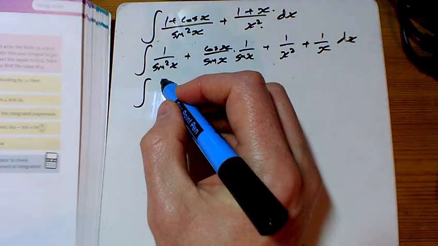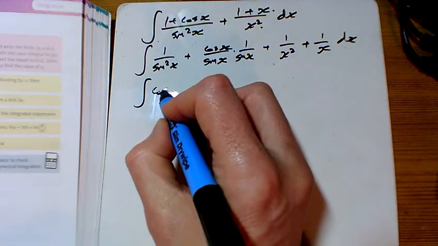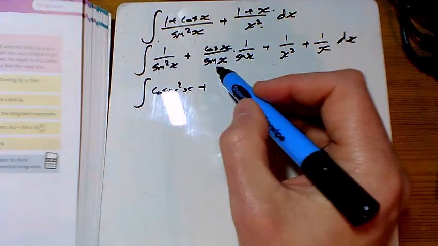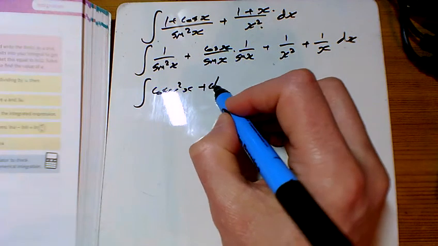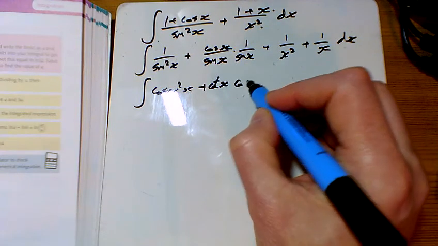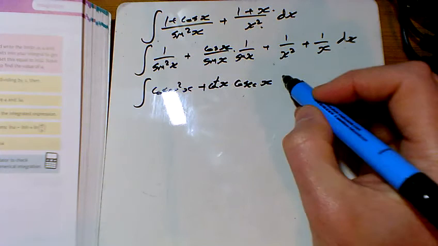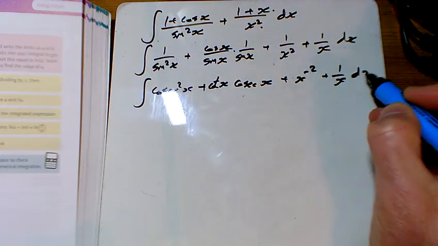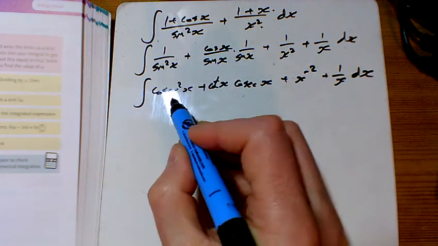So 1 over sine squared, well, clearly that's a cosec squared x, and we're going to be able to integrate that. Cos over sine, that's a cot x, cosec x. This bit here is just an x to the power of minus 2, and that one there is just a 1 over x. Now we've done all the work, let's integrate.